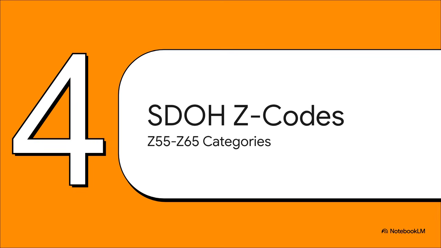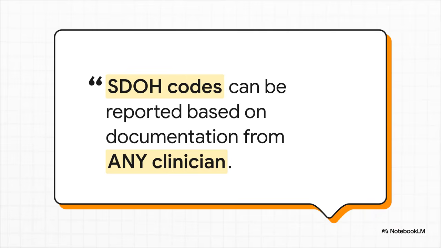Section 4, Social Determinants of Health. I need you to put a huge star next to this one. The Z55 through Z65 categories cover high-yield topics like economic disadvantage, low literacy, and housing instability, like code Z59. Here is a massive high-alert exam trap. Unlike standard clinical diagnoses where you strictly need the attending provider's notes, SDOH codes can actually be reported based on documentation from any clinician involved in patient care. Why? Because social workers, case managers, and nurses are usually the ones having these crucial lifestyle conversations with patients. Their notes, or even self-reported patient questionnaires, are totally valid for assigning these codes. It's a real game changer.